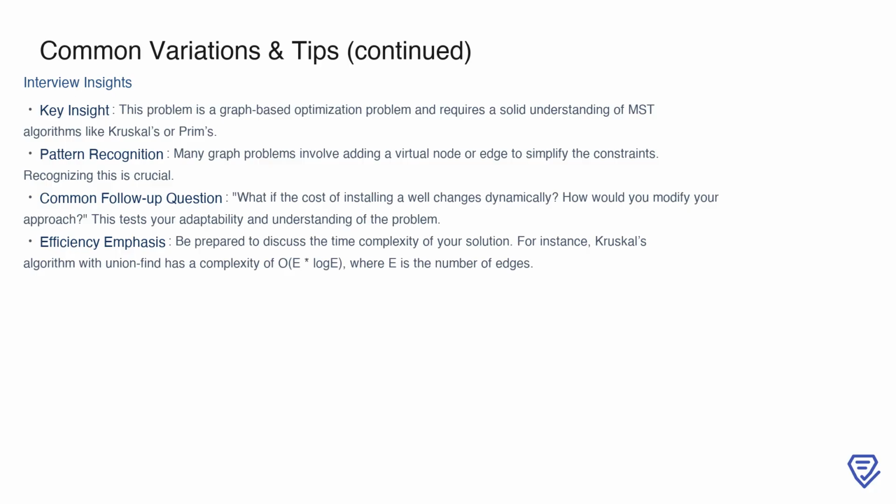Lastly, be ready to discuss the efficiency of your implementation. For example, Kruskal's algorithm combined with an optimized union find has a time complexity of O(E * log E), where E is the number of edges. Highlighting this level of detail demonstrates a thorough grasp of the problem's computational demands.